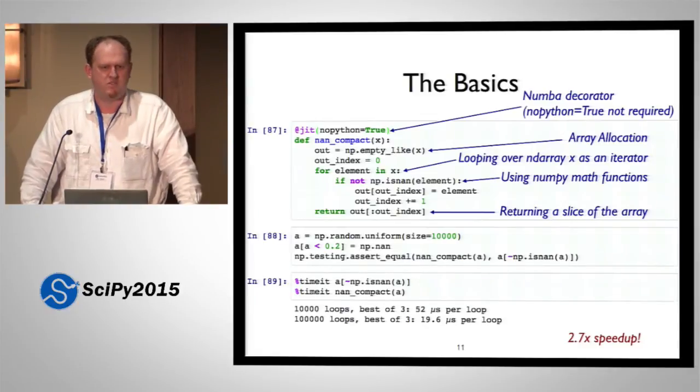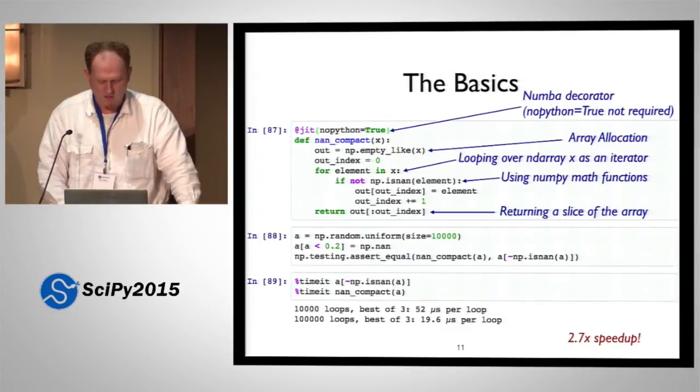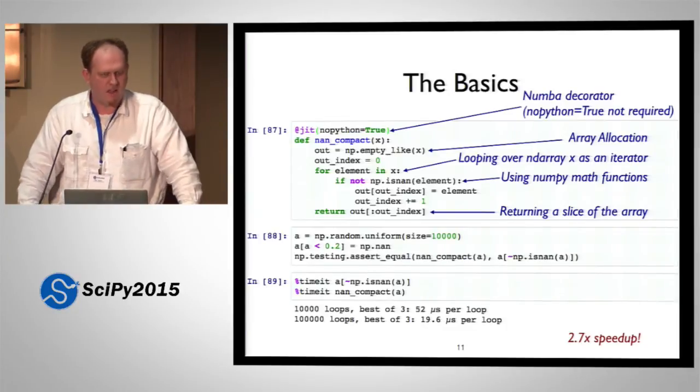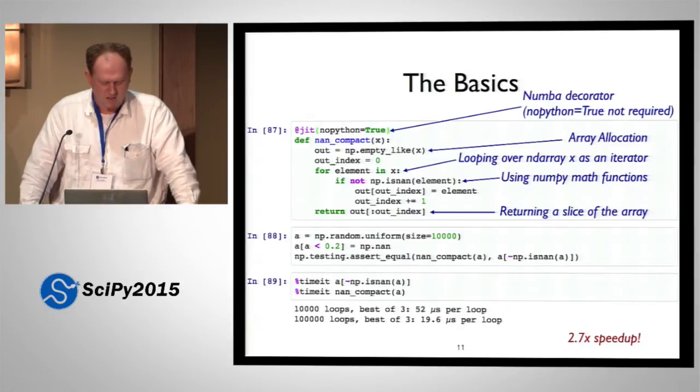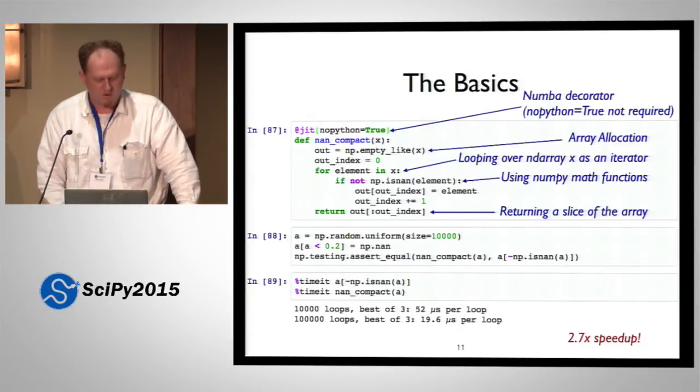The documentation has a reference manual that lists everything we support. And then finally, we're returning a slice of an array. So we've actually done an array allocation, made a slice of it, and we're returning it back to the user. And this is a 2.7x speedup over a reasonably compact way you would do it in NumPy.